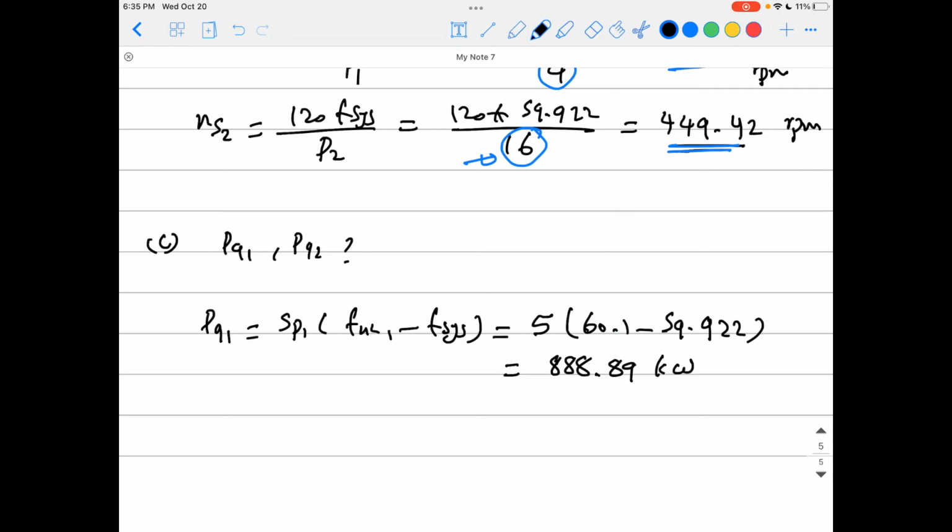Okay, so if you just multiply this, it will give you something like 0.889 megawatts. So I just multiply by 1000 and it's 888.89 kilowatts. Okay, guys?